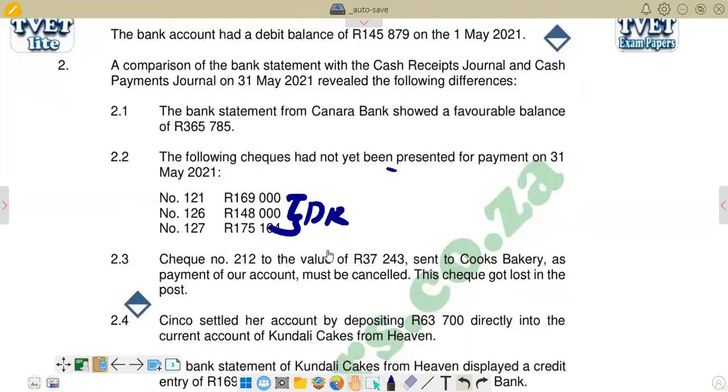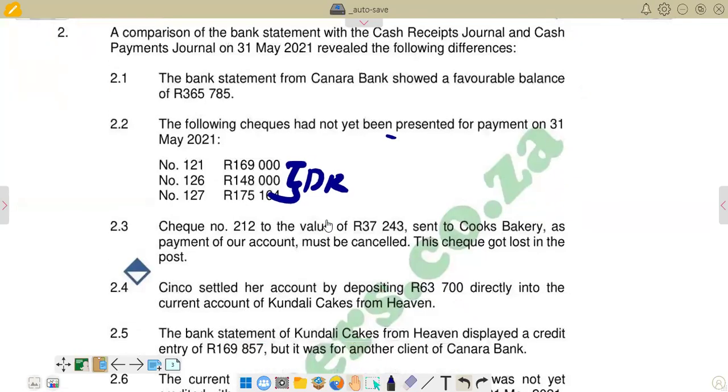2.4 reads a single settled DA account by depositing 63,700 directly into the current account for Kundali Cakes from Heaven. So what does this mean? It means this transaction is appearing on the bank statement, but it's not yet in the journals. So the journals is the one that needs to be updated. So we can leave it again. We go to the next one.